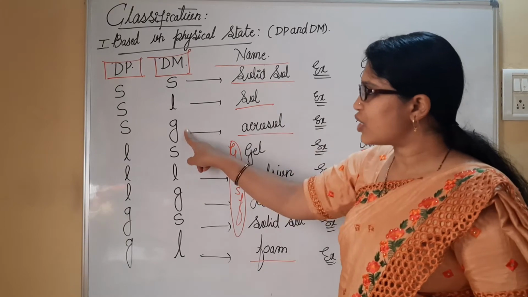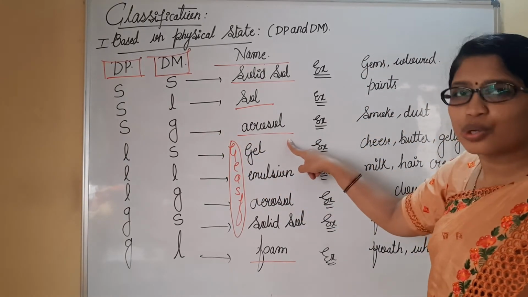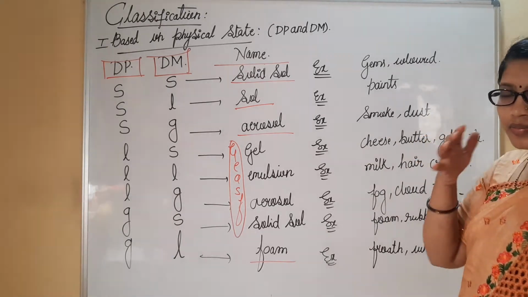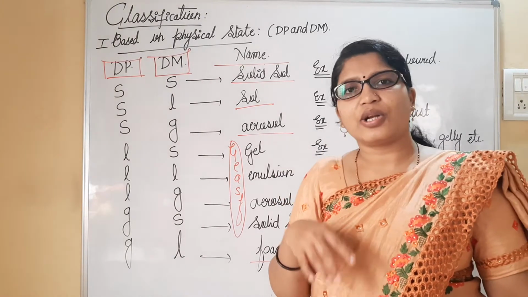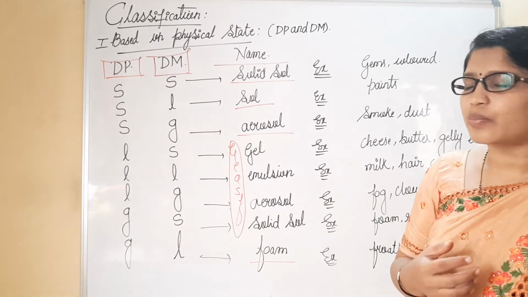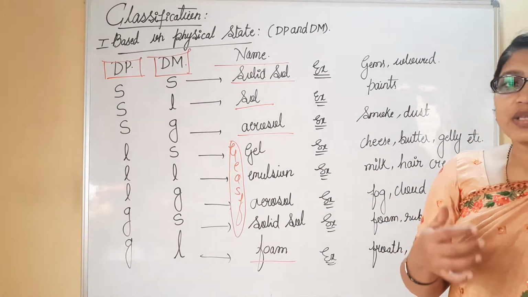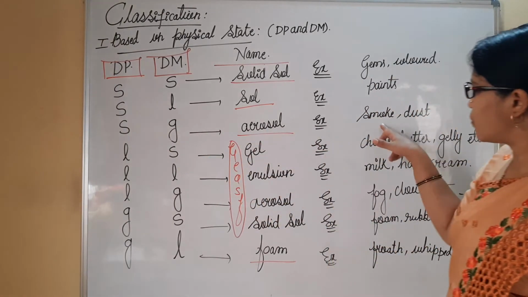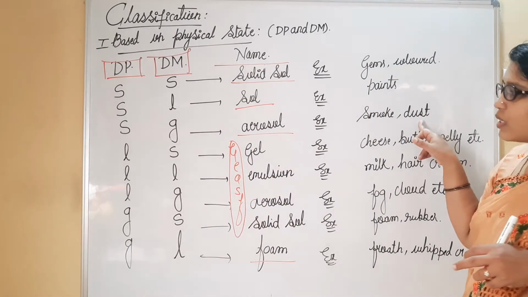Dispersion medium is large one, so we call them as aerosols. Aerosols, if you consider example, smoke, dust, right? Dust particles are considered to be solid, and the atmosphere in which many gases are present is said to be the dispersion medium, in which solid particles are present. So smoke, dust are the examples.